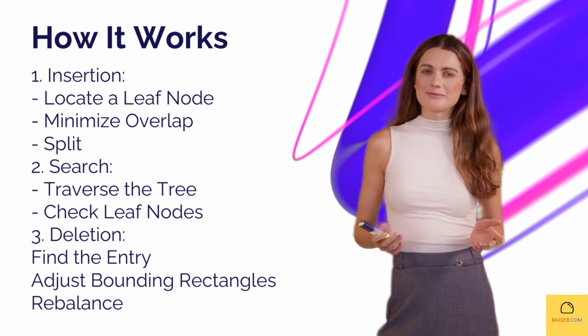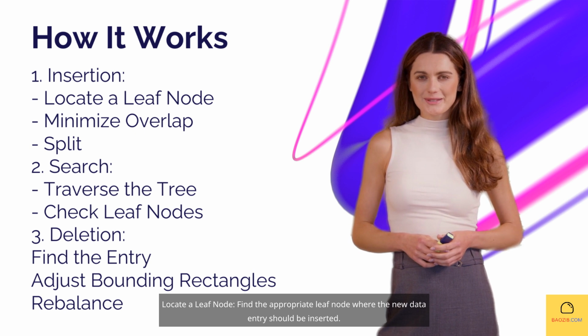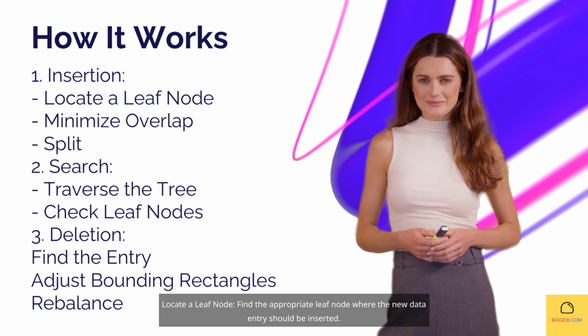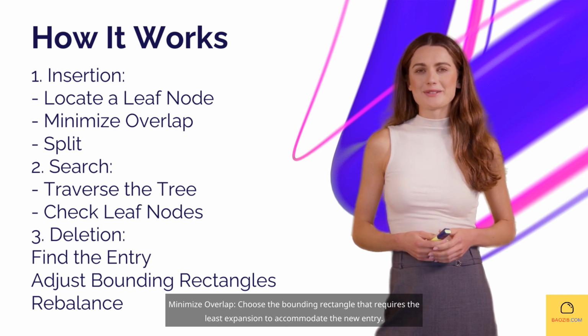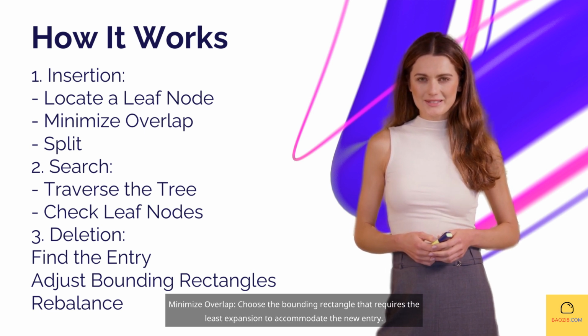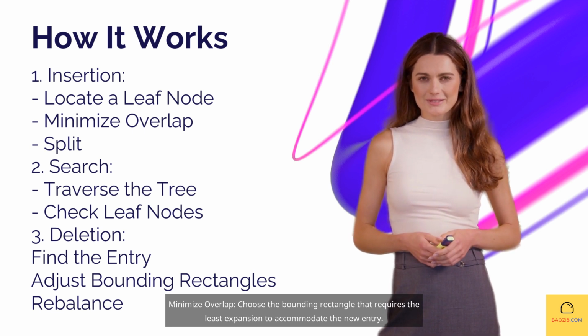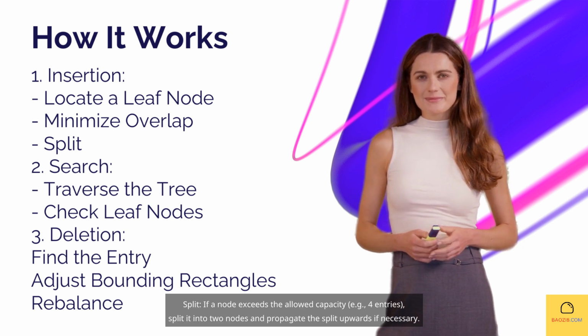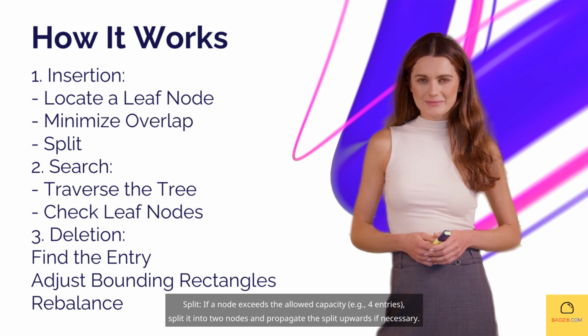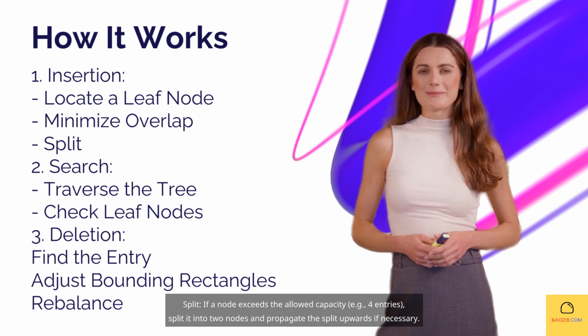How an R tree works. 1. Insertion. Locate a leaf node: find the appropriate leaf node where the new data entry should be inserted. Minimize overlap: choose the bounding rectangle that requires the least expansion to accommodate the new entry. Split: if a node exceeds the allowed capacity, e.g., four entries, split it into two nodes and propagate the split upwards if necessary.